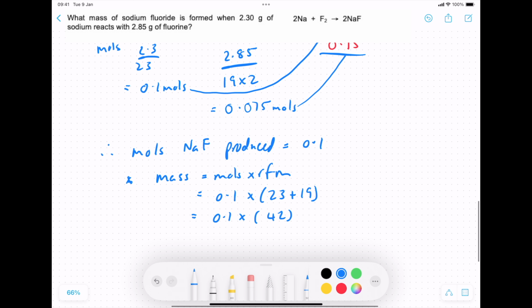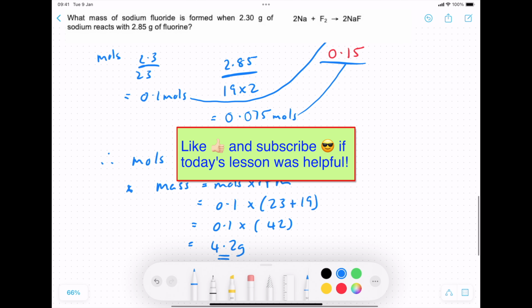So therefore, the mass will be 0.1 times 42, which will be 4.2 grams of sodium fluoride made.